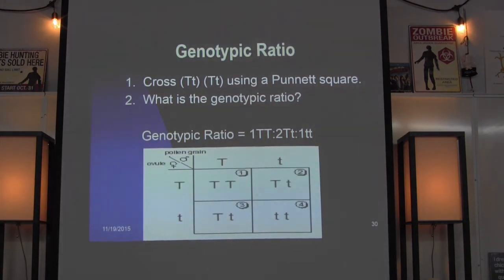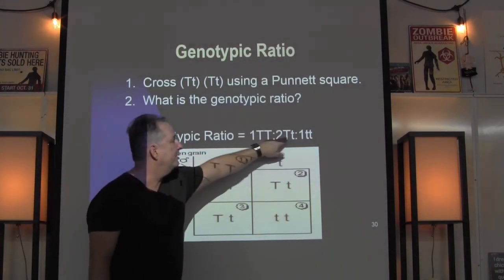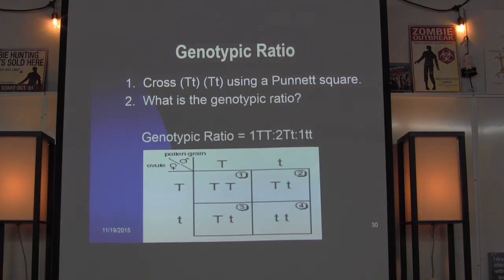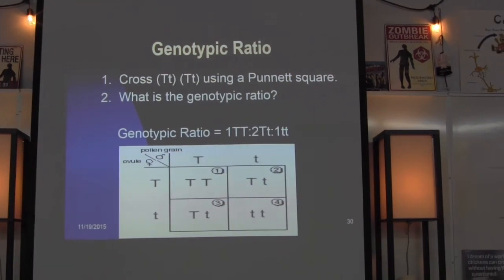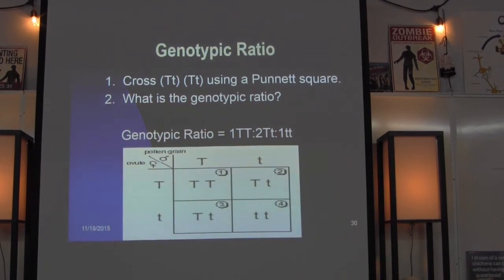The other thing is when you see it on the test, you're not going to see these letters. I just put these letters here so you know what it indicates. You're going to see 1 to 2 to 1. And once again, you always do capital letters first or the dominant trait first. Then next is the heterozygous.